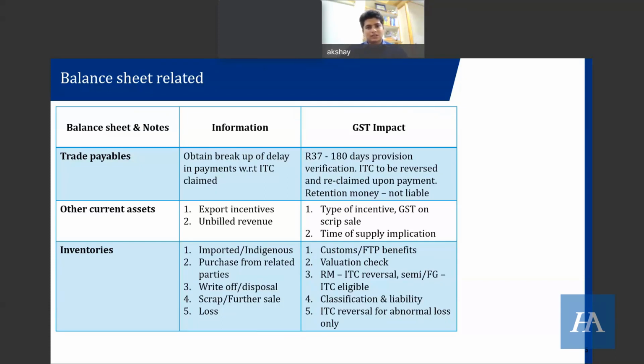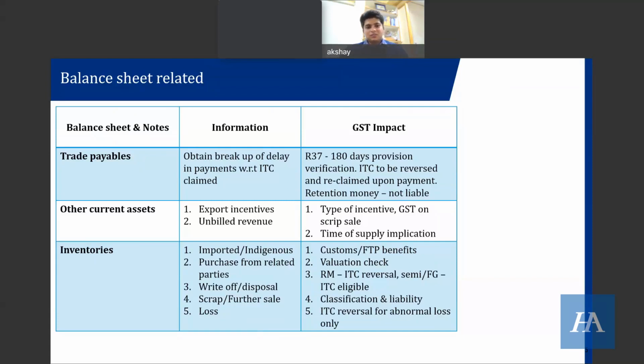Coming to other current assets, you may have certain export incentives in the form of scrips, say MEIS or SEIS scrips, which you have received from the DGFT, which you either use internally or, in the event that you are unable to use them internally, you may sell these scrips. When you sell these scrips, there is a GST liability on the same. Although it is exempt under GST, there is an implication of ITC reversal.